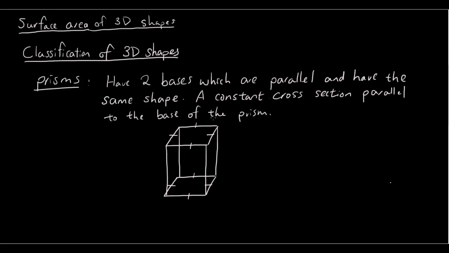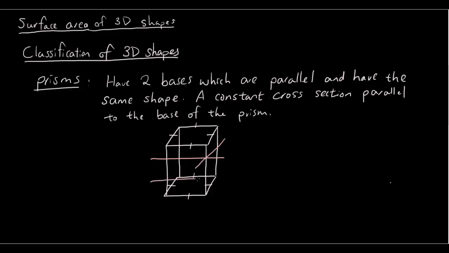And so the two bases, the top and the bottom, are parallel and have the same shape. A constant cross section parallel to the base of the prism. Now what that means is if you were going to cut this shape up somewhere along the middle, let's say we cut it here, whatever cross section you can see as a result of our cut is going to be the same no matter where you cut it.